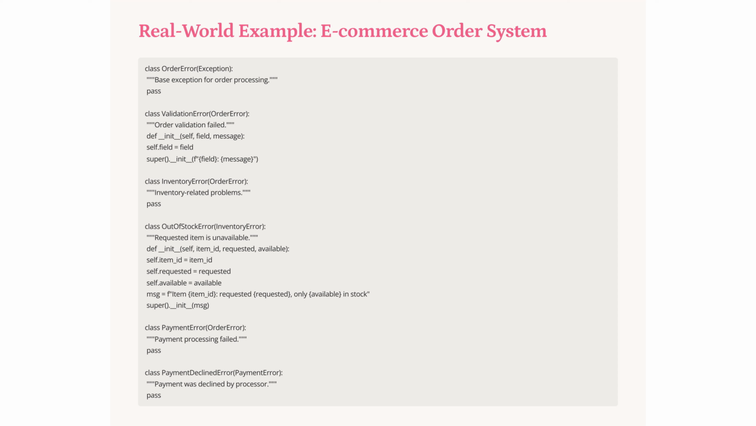In an e-commerce order system, exceptions are structured hierarchically. OrderError serves as the base class, with specific subclasses like ValidationError, InventoryError, and PaymentError. OutOfStockError and PaymentDeclinedError provide detailed context for inventory and payment issues, respectively. This hierarchy allows precise error handling, ensuring each issue triggers the appropriate recovery action.